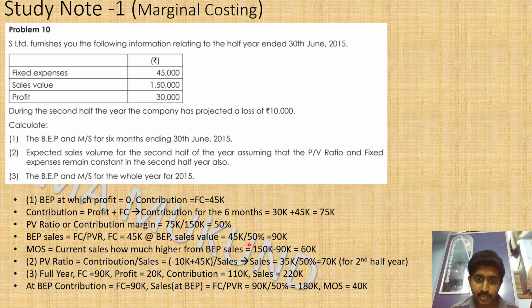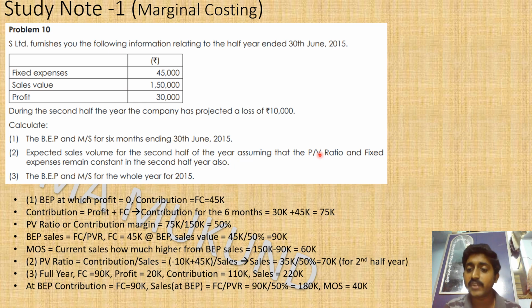Okay, so margin of safety: your sales is 1,50,000, break even point is 90,000. So 1,50,000 minus 90,000, 60,000 is the margin of safety. Expected sales volume for the second half of the year, assuming the PV ratio and fixed expenses remain constant. So which means the PV ratio of the first half of the year is going to be the PV ratio of the second half of the year.